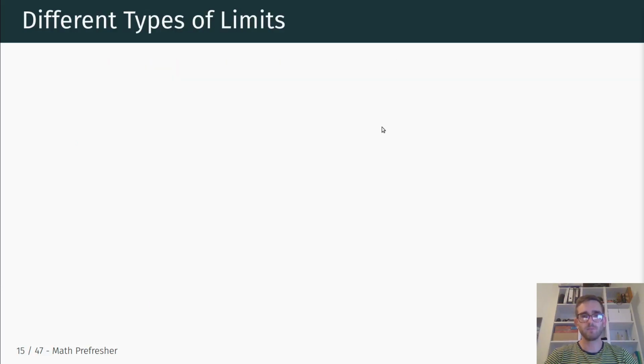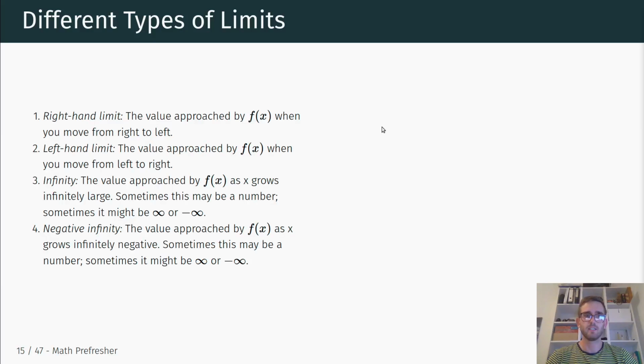There are different types of limits. I kind of mentioned this already when I talked about this function 1 divided by x. In general, what I mentioned there is that we can think about the limit as x approaches a certain value, from the left-hand side or from the right-hand side.